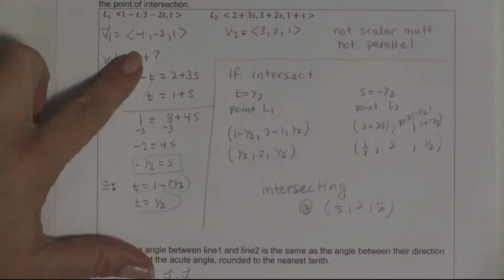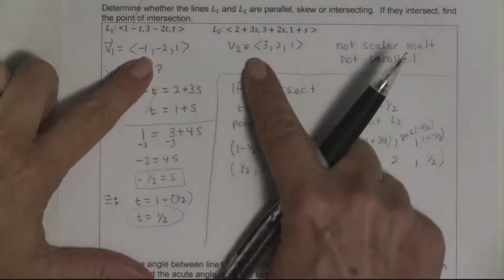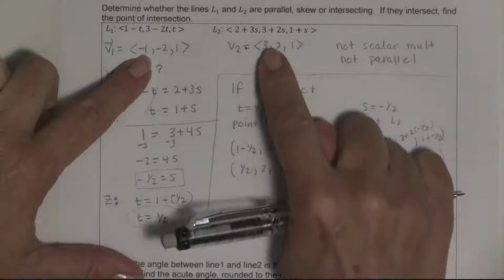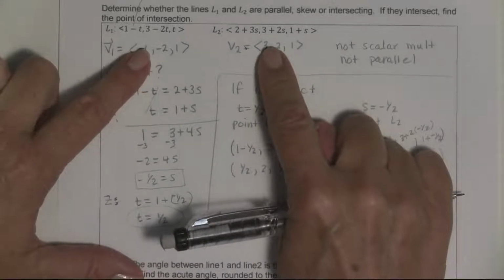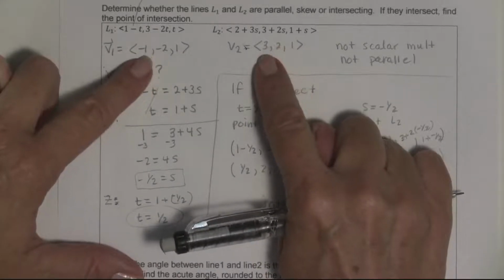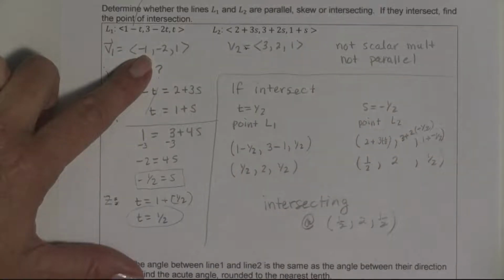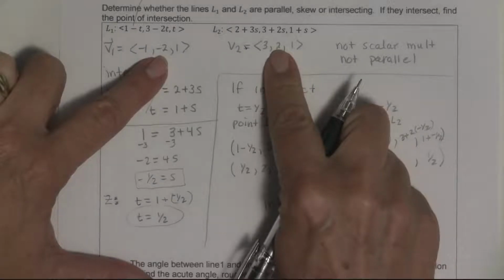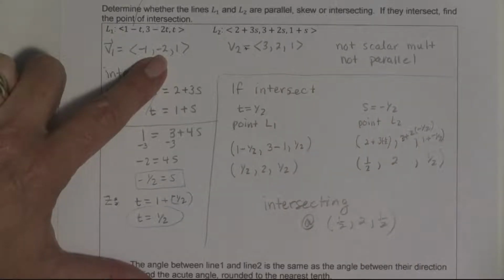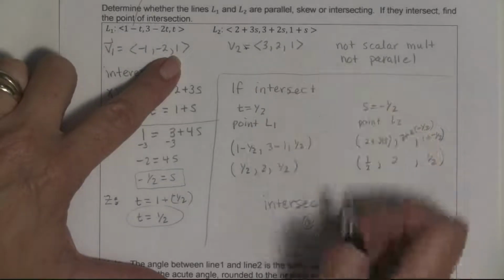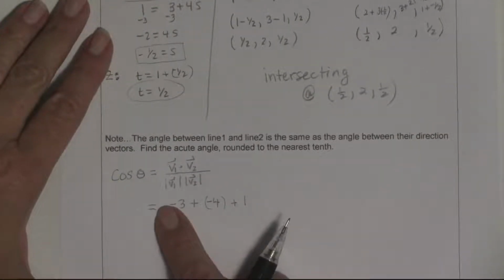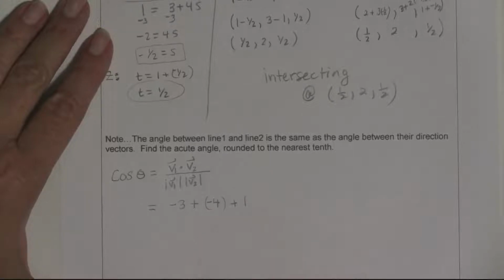And so I'm going to dot these together. Here's my vectors up here. And when I dot them together, remember when you dot them, you multiply them together and add. So this is going to be negative 1 times 3 is negative 3. And I add that with negative 4. And I add that with 1. Is that okay? So negative 3 plus negative 4 plus 1.